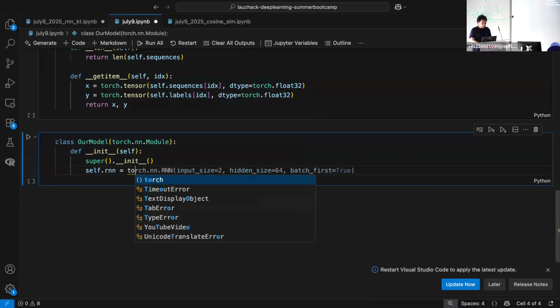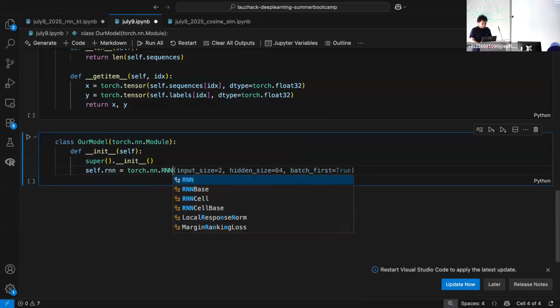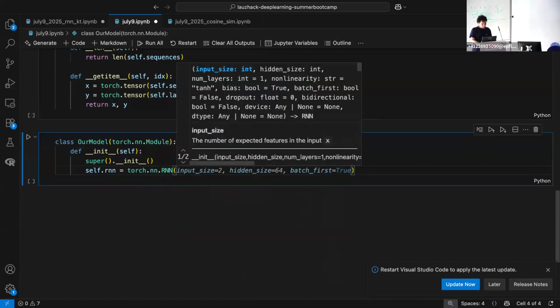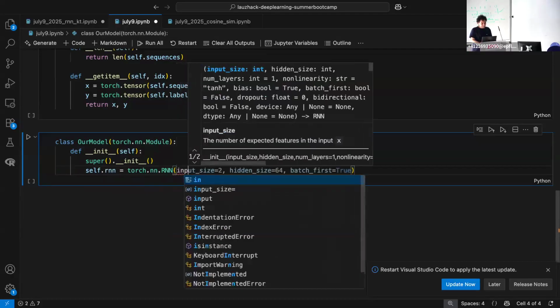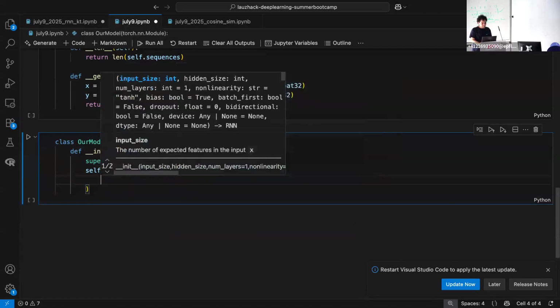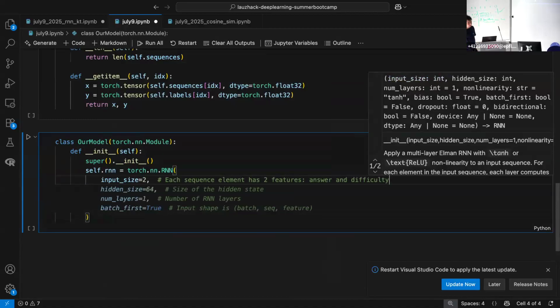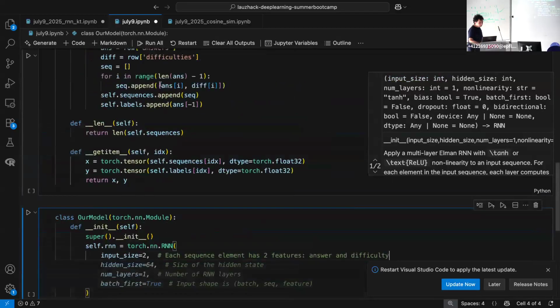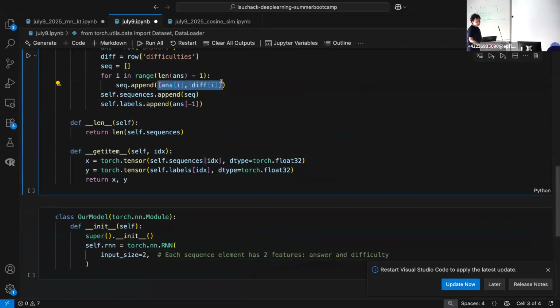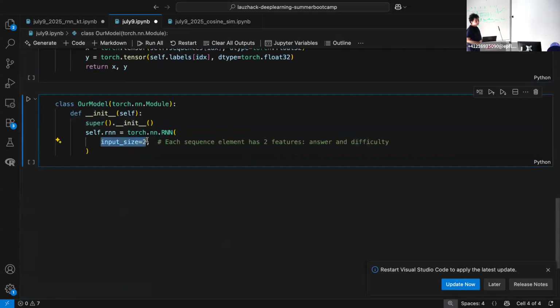Self.rnn is equal to torch.nn.RNN. Input size. So there are several things that we can set. One of them is input size. Input size is 2. What does it mean? The comment that Copilot itself made: each sequence element had 2 features, answer and difficulty. So our input size, basically the size of our vector at each input, is 2, right? Because as you saw here, this list has 2 values. If we had more features, we would have increased the input size here.